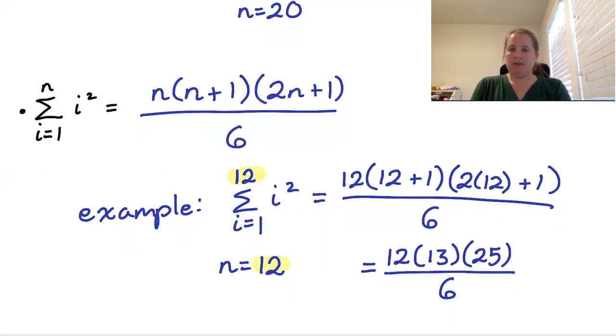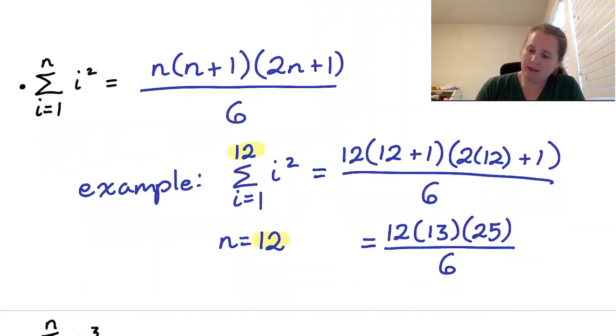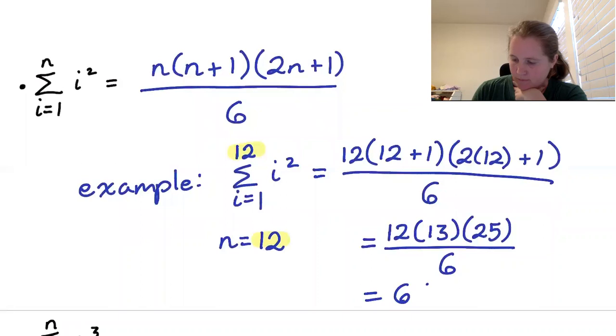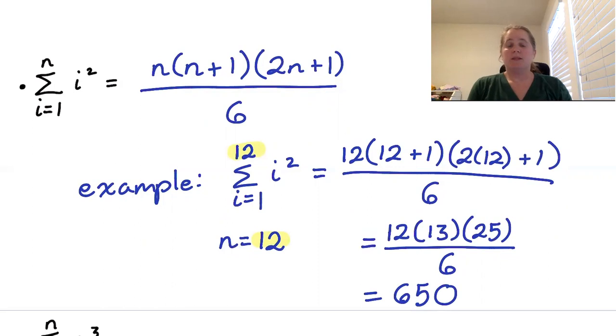And if we do that, we wind up getting, let's see, that would be essentially 12 divided by 6 is 2 times 25 is 50 times 13 would be 650. And so the summation from 1 to 12 of i squared is 650. Assuming I did my arithmetic correct.